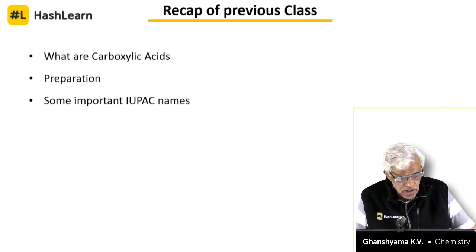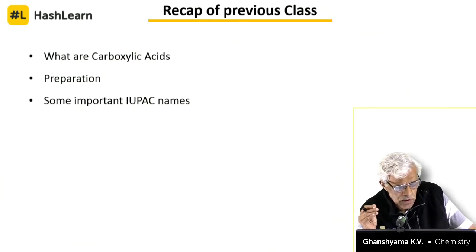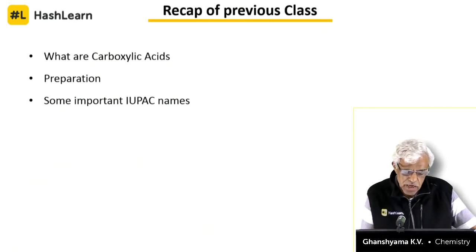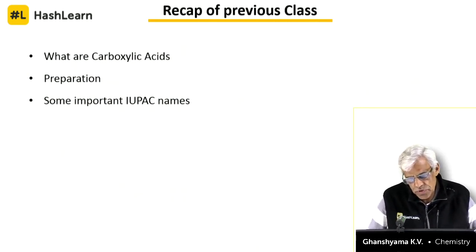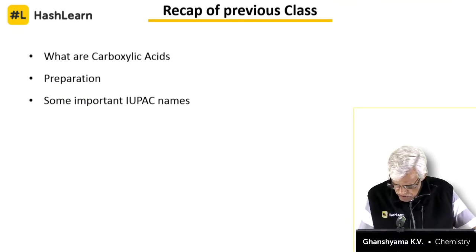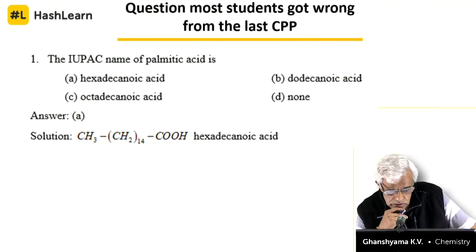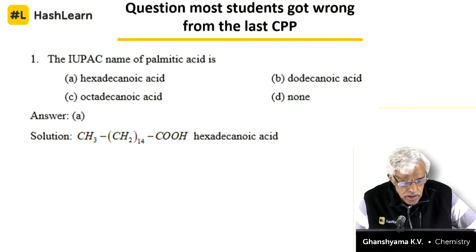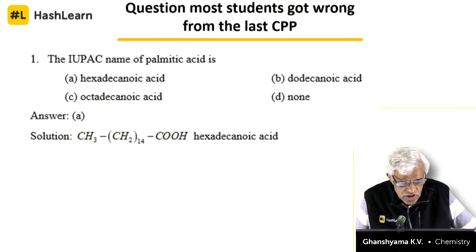In the previous class, I explained what are carboxylic acids, their preparation, and the IUPAC names of some important carboxylic acids. So, before starting today's explanation, the questions most students got wrong from the last CPP.